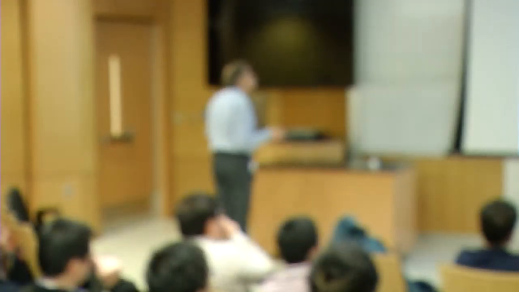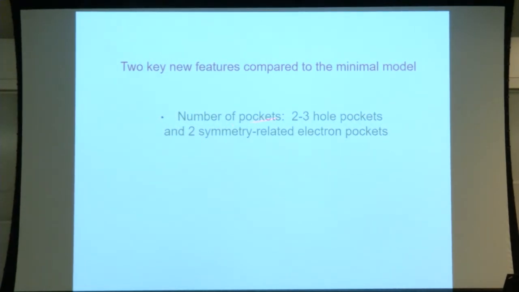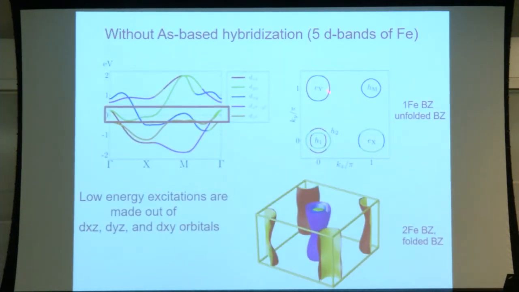Okay, now let's take this and discuss new features. And there are some of them. There are new features related to the number of pockets. Previously we had 1 and 1. This was, of course, a simplification. As we said, there are 2 or 3 hole pockets, and what's important, there are 2 symmetry-related electron pockets. These 2 guys are symmetry-related. If I have 1 here, then without any order in the system, by C4 symmetry, I must have 1 here. These 2 are just related by rotation by 90 degrees.